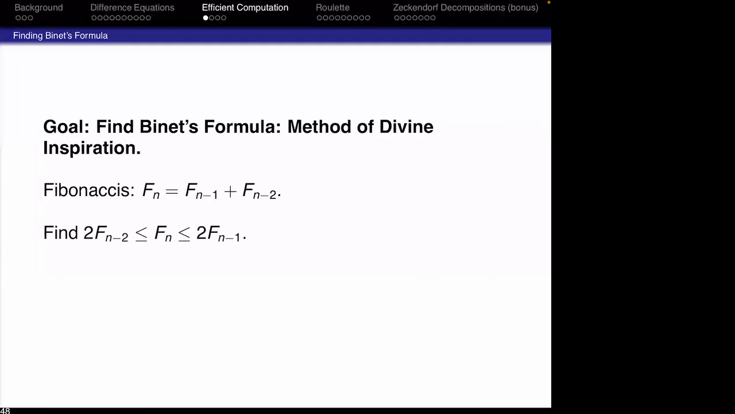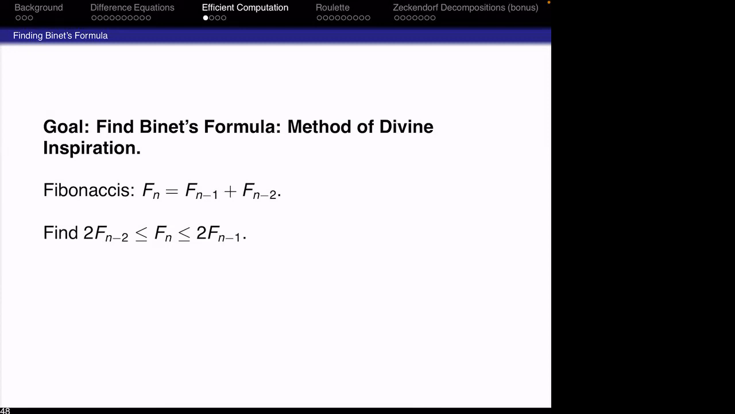So what I can do is say, well, if I replace Fn minus 2 with Fn minus 1, I've made the right-hand side either larger or kept it the same. If I replace Fn minus 1 with Fn minus 2, I've made the right-hand side either the same or smaller. So we get that Fn is sandwiched between twice Fn minus 2 and twice Fn minus 1. What does this mean? It means every time I increase my index by 1, my Fibonacci number at most doubles.